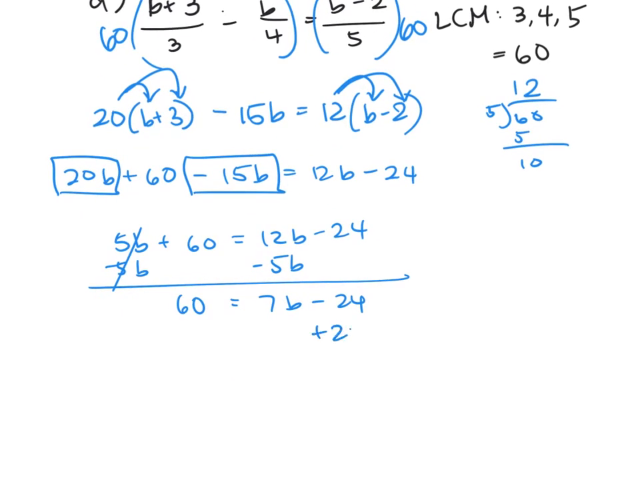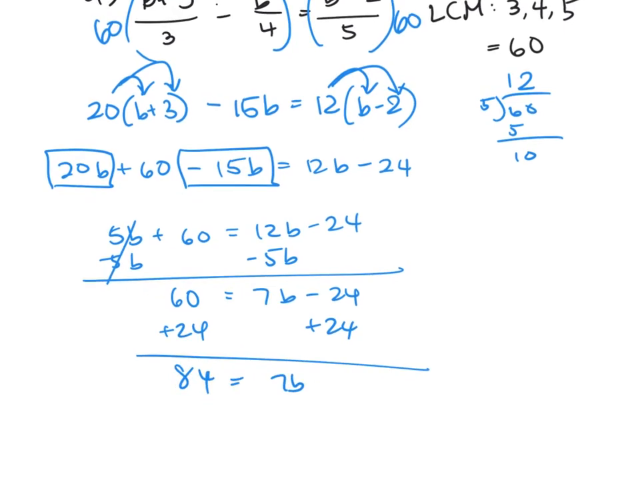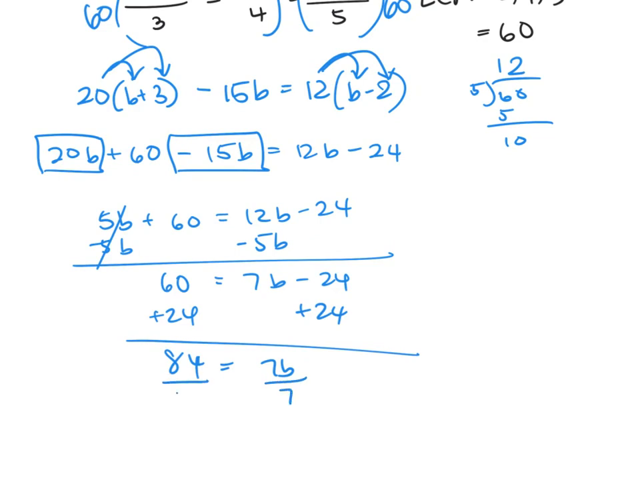And then I add 24. Add 24. 7b is 84. Then I divide by 7 on both sides. And b equals 12. All right. That is all.